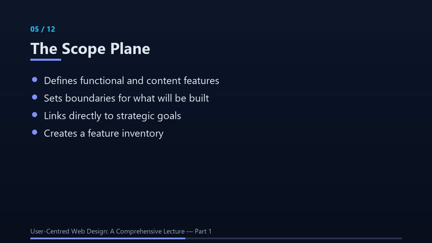The scope inventory acts like a blueprint, allowing designers to map each feature back to a strategic objective, confirming that every element serves a purpose. For instance, if the strategy emphasizes user education, the scope might include a robust knowledge base and tutorial videos, while omitting unnecessary gamification features. This disciplined approach keeps the project focused and aligned with both business and user expectations.